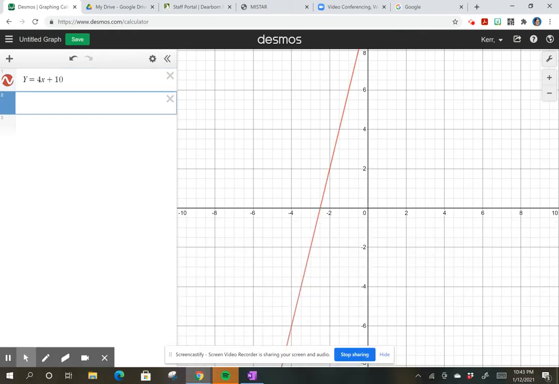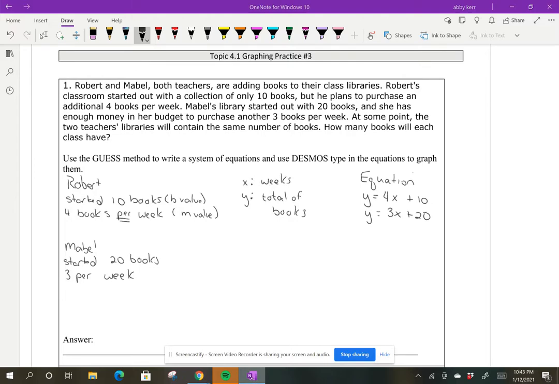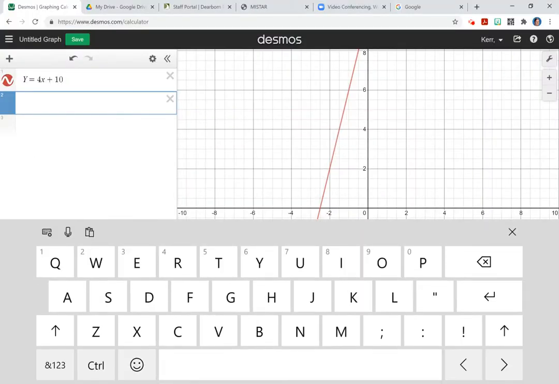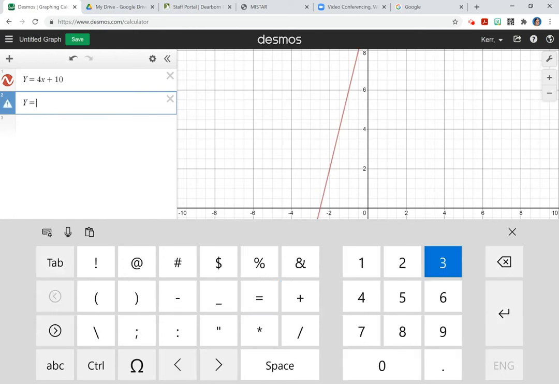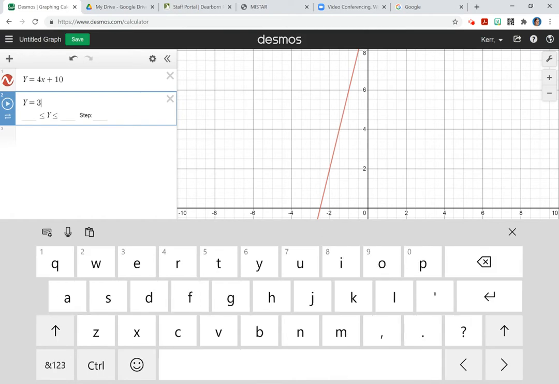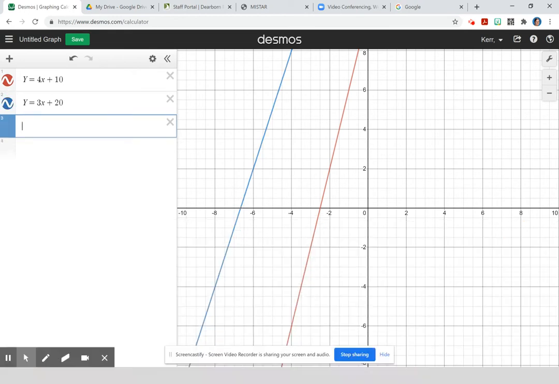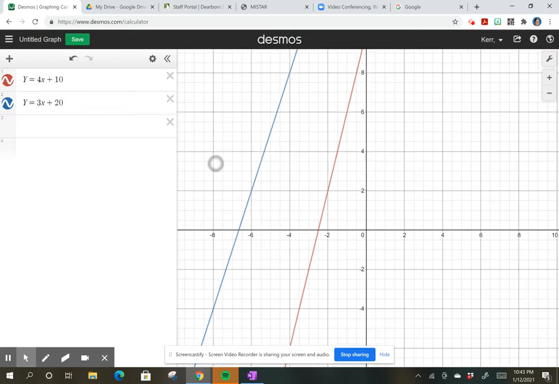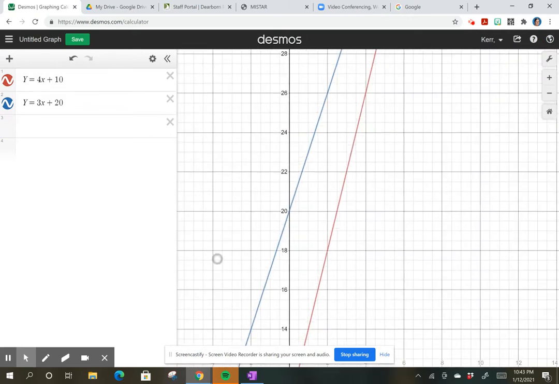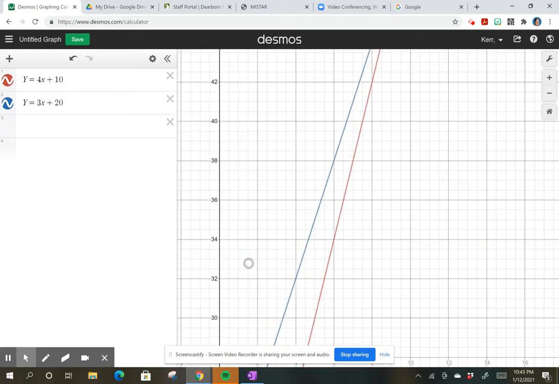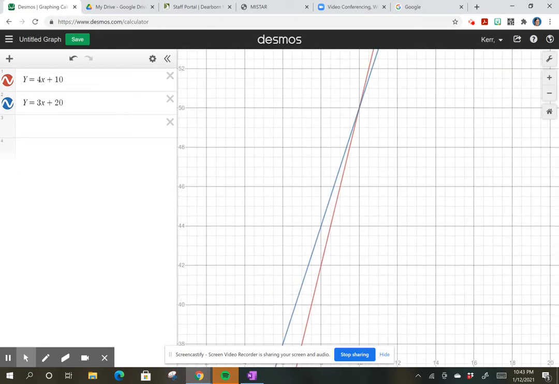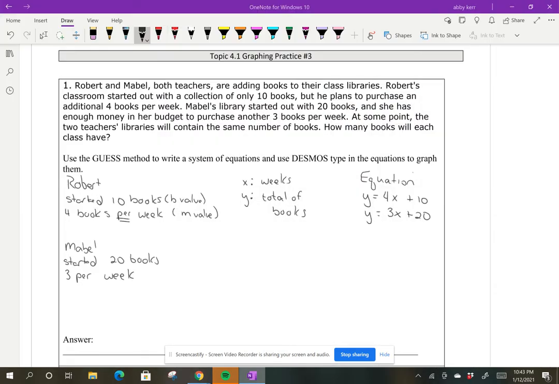We have y equals 4x plus 10, and then y equals 3x plus 20. Now, some students were saying today that they look parallel. You want to be careful. Parallel would have the same slope, different y-intercepts. Even though the slope is 4 and 3, those are not the same numbers. So they're very close. But eventually, once you scroll up or zoom out, it will eventually lead to the intersection, which is 10, 50.